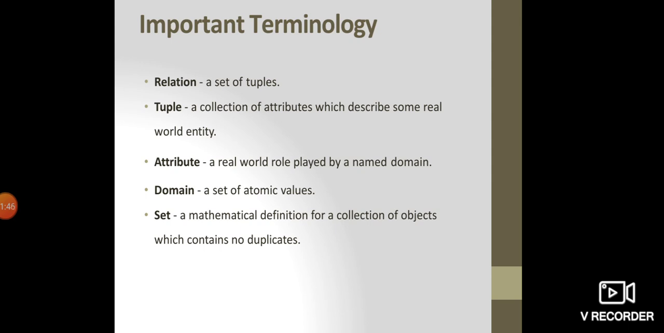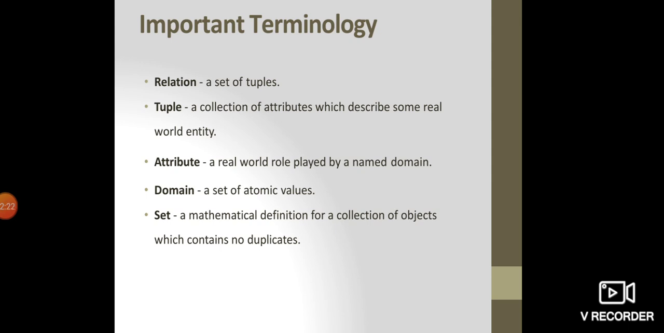The next one is tuple. A tuple is a collection of attributes which describe some real world entity. Suppose a real world entity will have a collection of attributes, for example, some details about an employee. All these things will come under one particular record. Then attribute. An attribute is actually a real world role played by a named domain. You'll have one particular person and a student ID, a student mobile phone, a student address. All these things are attributes.